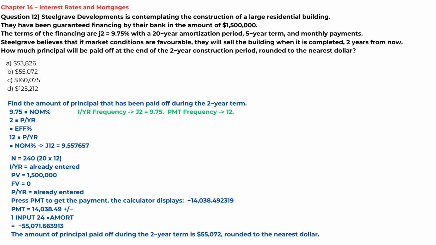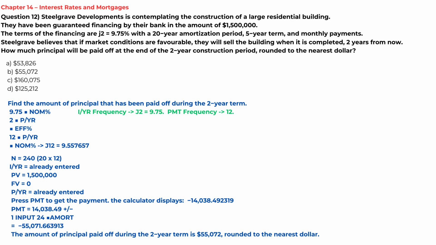Question 12. Steelgrave Developments is contemplating the construction of a large residential building. They have been guaranteed financing by their bank in the amount of $1,500,000. The terms of the financing are J2 equals 9.75% with a 20-year amortization period, 5-year term, and monthly payments. Steelgrave believes that if market conditions are favorable, they will sell the building when it is completed, 2 years from now. How much principal will be paid off at the end of the 2-year construction period, rounded to the nearest dollar? Find the amount of principal that has been paid off during the 2-year term.